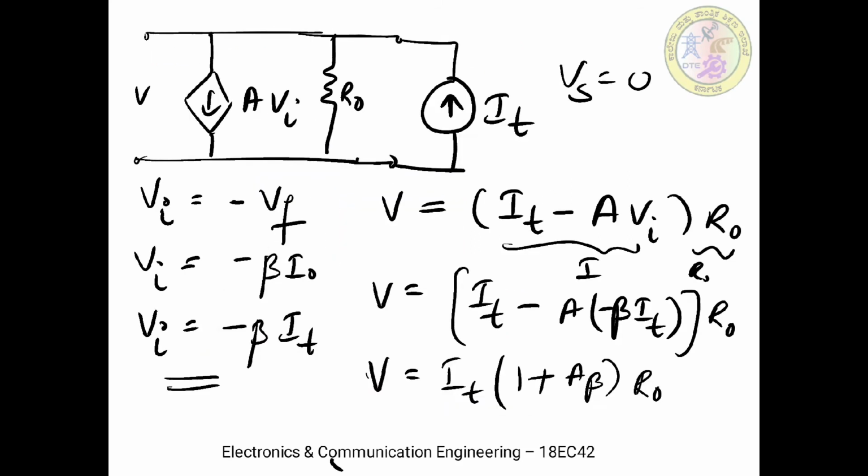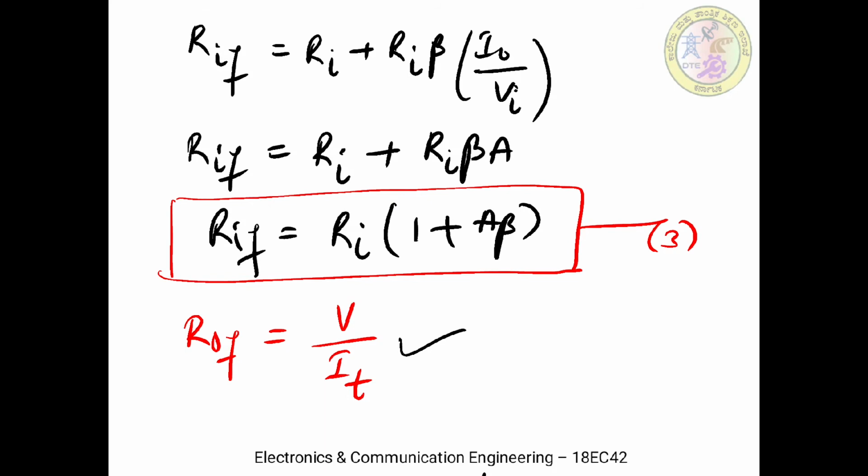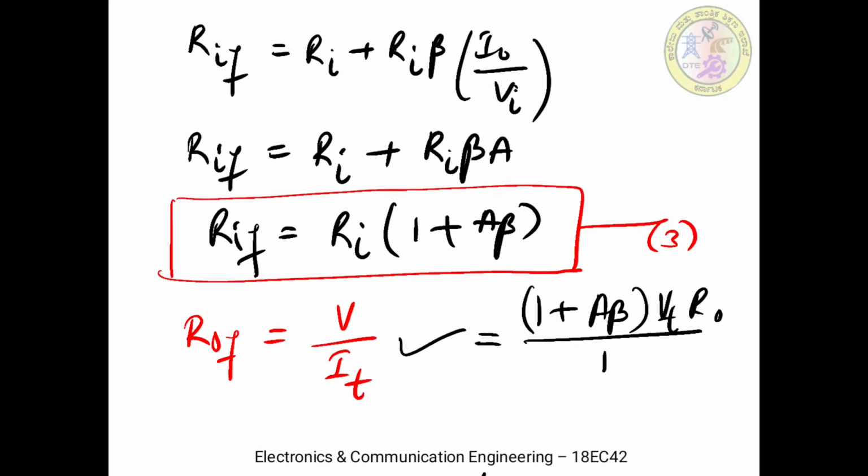Now we will substitute this V in this equation, so that we can write what is ROF. Therefore ROF in this case will be equal to, we will just substitute that, 1 plus A beta into IT into R0 divided by IT.